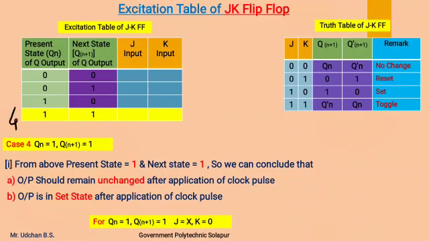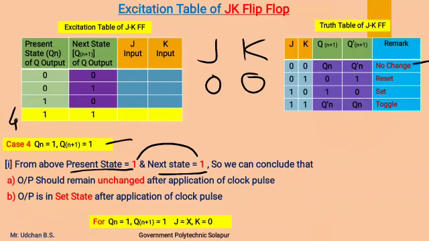Now we will see the last case, that is 1, 1, that is Qn is 1 and Qn plus 1 is also 1, present state is 1, next state is also 1. So from this also we can make two conclusions. As the output is not changing, it is remaining as a 1 from one state to other state, so we can say that the output is in no change state, for which the value of j and k are 0, 0.